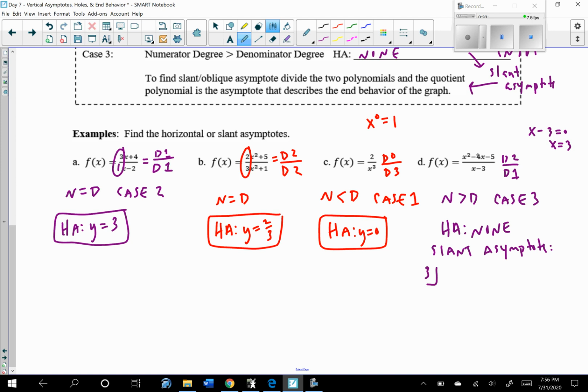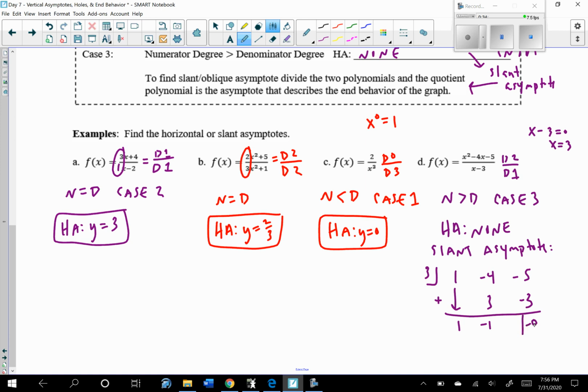Then the coefficients, 1, -4, and -5. Remember, if you're missing a 0 placeholder, add those in. The first number comes down. 1 times 3 is 3. Add these numbers together to get -1. -1 times 3 is -3, which gives me, add these together, -8.